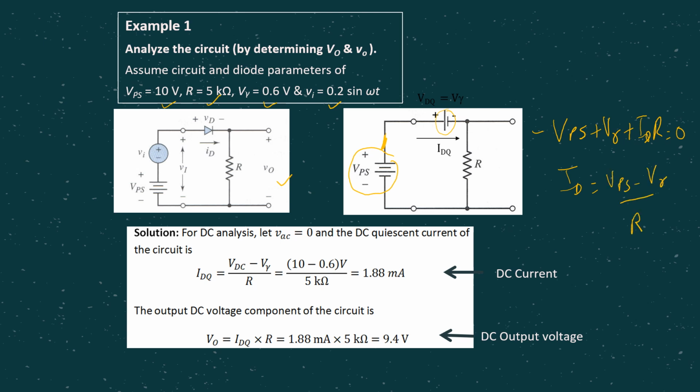If you substitute accordingly, you are supposed to get the ID value of 1.88 milliampere. Then the question is asking for the output voltage of the DC component. So V naught, since you already found ID and R is given, is obviously the voltage across the R, right? So V equals IR. Straightforward, you can find the V naught for the DC analysis. So you are getting ID and you are getting V naught in this case.